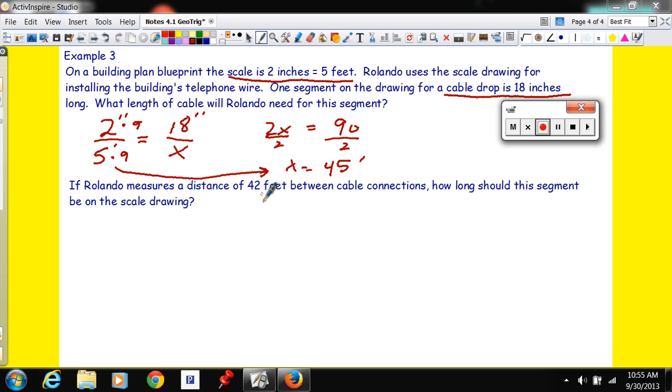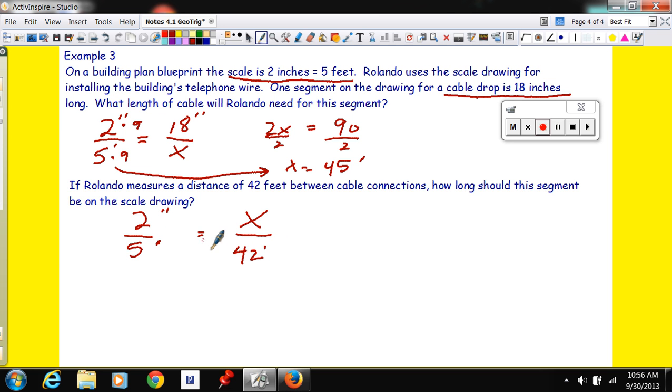Okay, so we got 42 feet. We got to use the same scale factor. 2 inches equals 5 feet. And this time I want to know how many inches, that's my x, over 42 feet. Now, you remember this last example where 45 feet was 18 inches? 42 feet is less than 45 feet. So our answer better be less than how much? If 45 feet was 18 inches, 42 feet better be less than 18 inches.